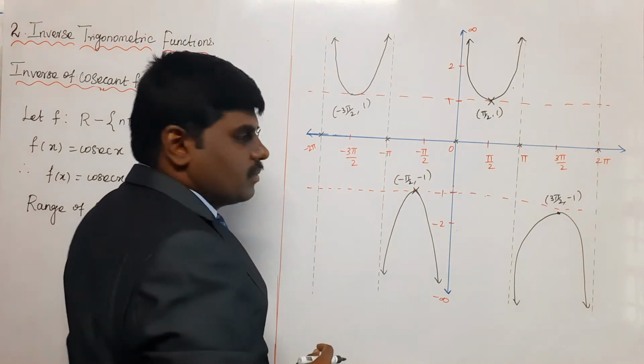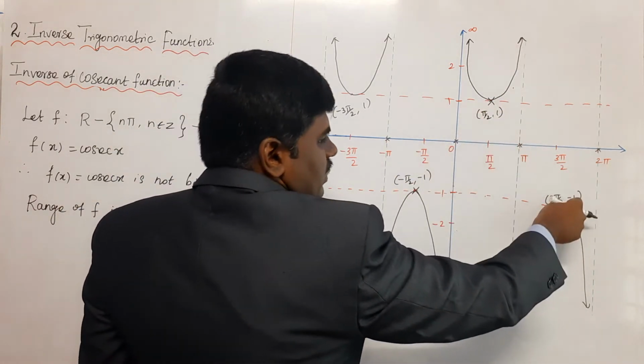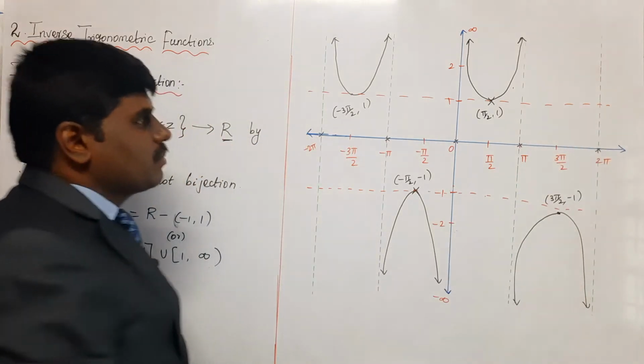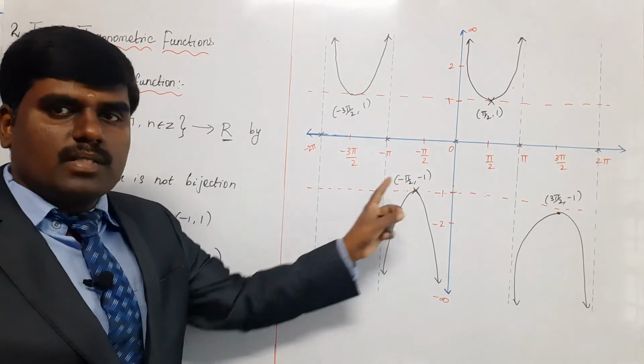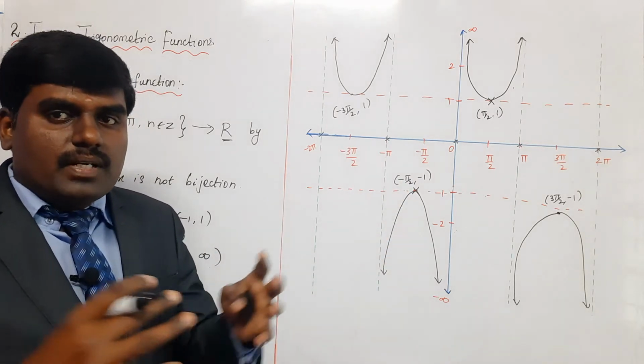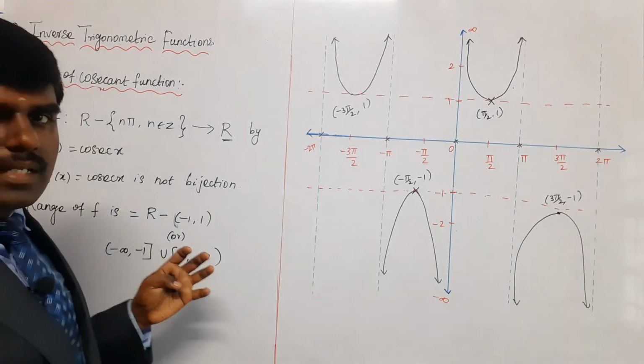Okay, we restrict the domain to minus pi by 2 to plus pi by 2. Next, pi by 2 to 3 pi by 2, and again pi by 2. Same here, minus 3 pi by 2 to minus pi by 2. So we restrict the domain using different criteria.